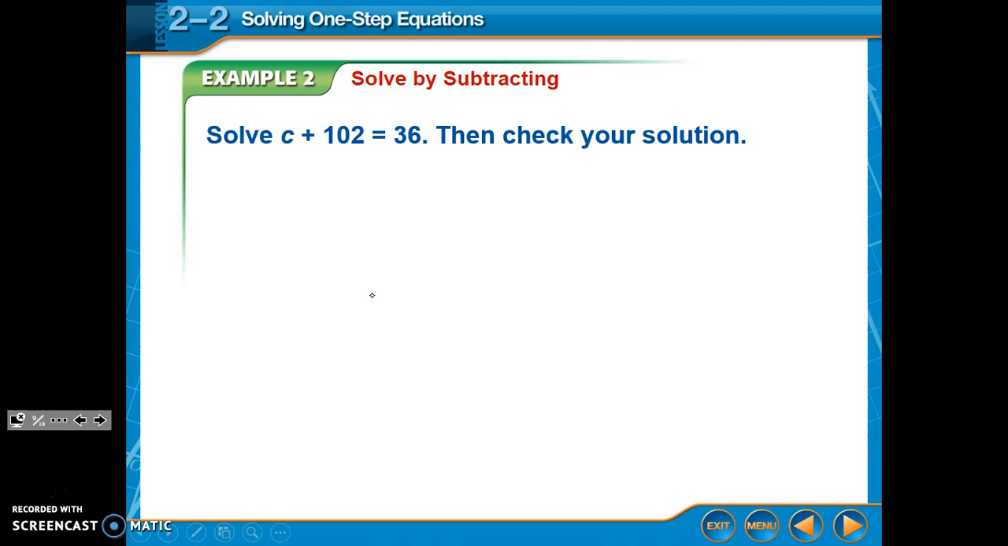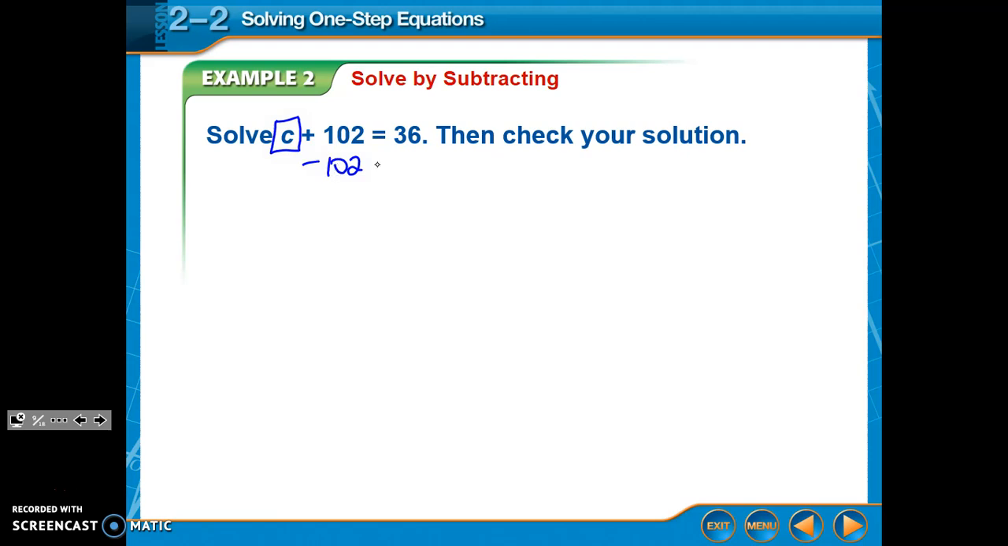Okay, so in this case, I want to solve for c, which means I want to get c by itself, which means I want to get rid of everything else that is attached to c. In this case, the plus 102. So I'm asking myself, how can I get 102 to be 0? And I'm going to do the opposite operation. I'm going to subtract it. I'm going to do minus 102. So positive 102 and a negative 102 makes 0.